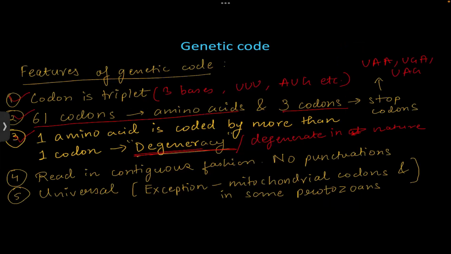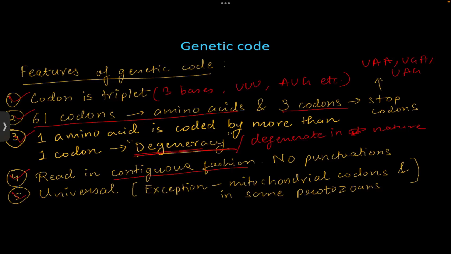Next, when the translation machinery reads the sequence in the mRNA, it reads in a contiguous fashion. Contiguous means there is no punctuation in between, there is no full stop or comma or anything like that. The reading happens continuously. Okay.